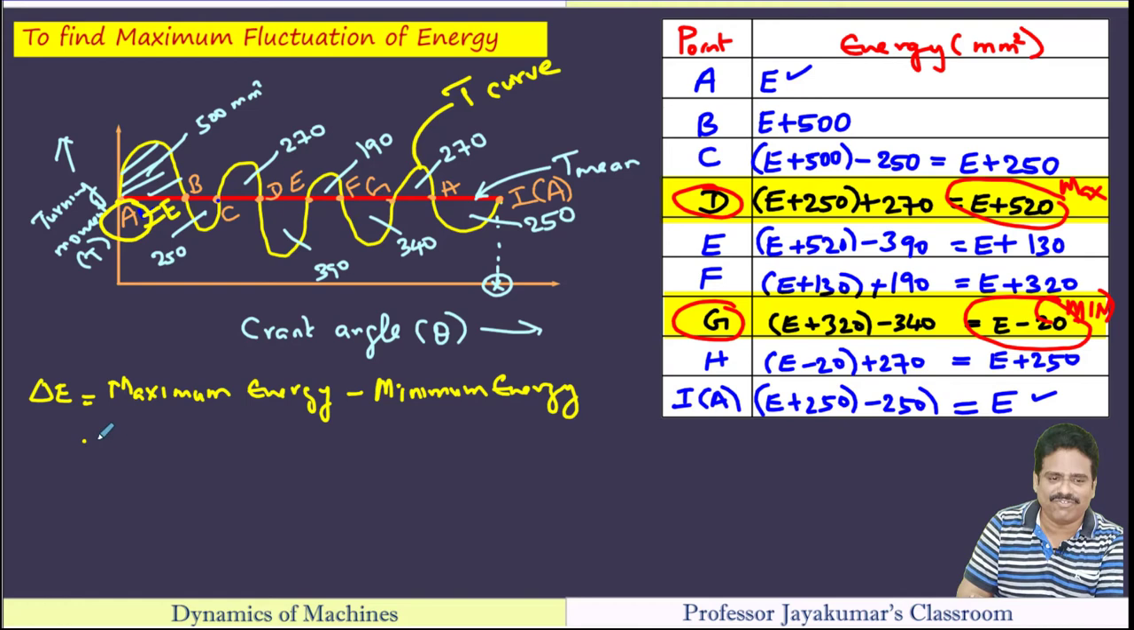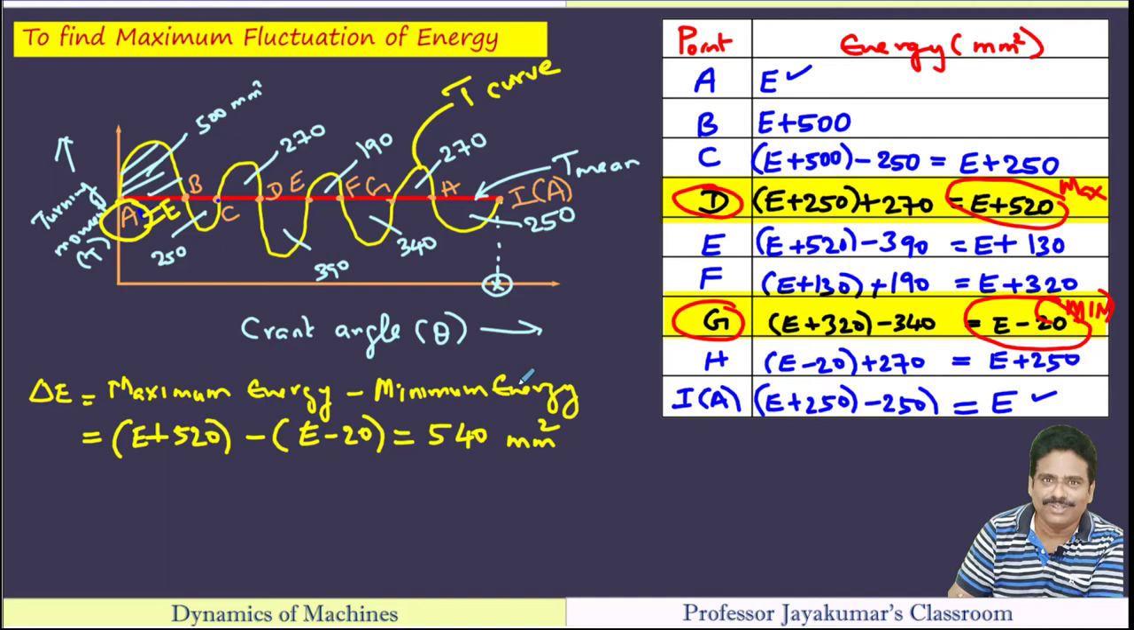Maximum energy, which is nothing but E plus 520, minus minimum energy, E minus 20. So 540 mm square is the delta E. This is in millimeter square.